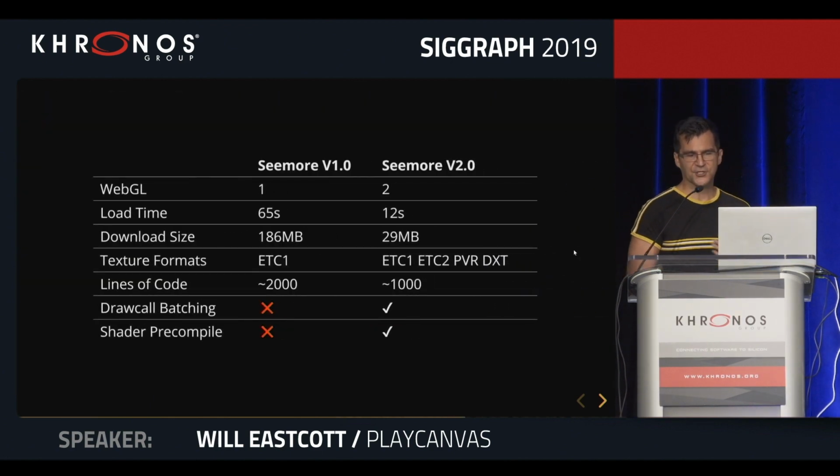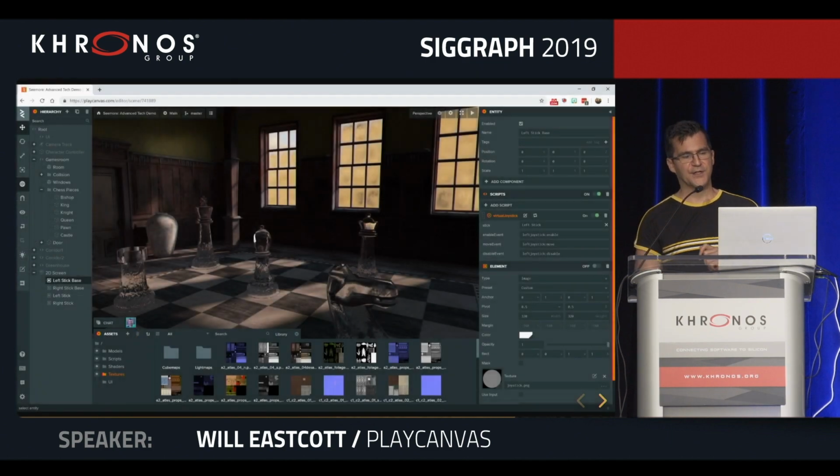So the second version of the demo is built on WebGL 2 instead of WebGL 1. The load time is reduced by a factor of 5, the download size by a factor of 6. It uses a host of new hardware texture compression formats. The number of lines of code required has halved. And we're also using a few optimizations in the PlayCanvas engine, like draw call batching and shader precompilation. But I think the coolest thing I'd like to announce today is that we are, in collaboration with ARM, open sourcing this demo to give back to the developer community so you can see exactly how we built it.